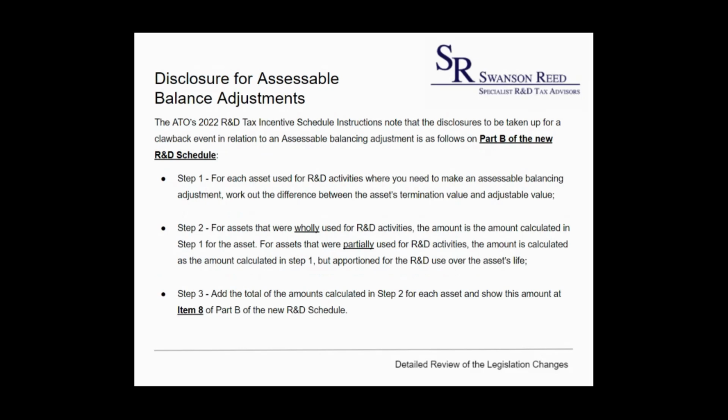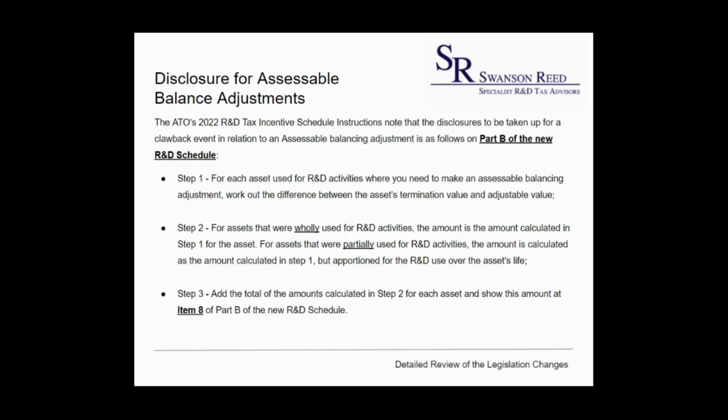The ATO's 2022 R&D tax incentive schedule instructions note that the disclosures to be taken up for a clawback event in relation to an assessable balancing adjustment on an R&D asset is as follows on Part B of the new R&D schedule. Step 1. For each asset used for R&D activities where you need to make an assessable balancing adjustment, work out the difference between the asset's termination value and its adjustable value.